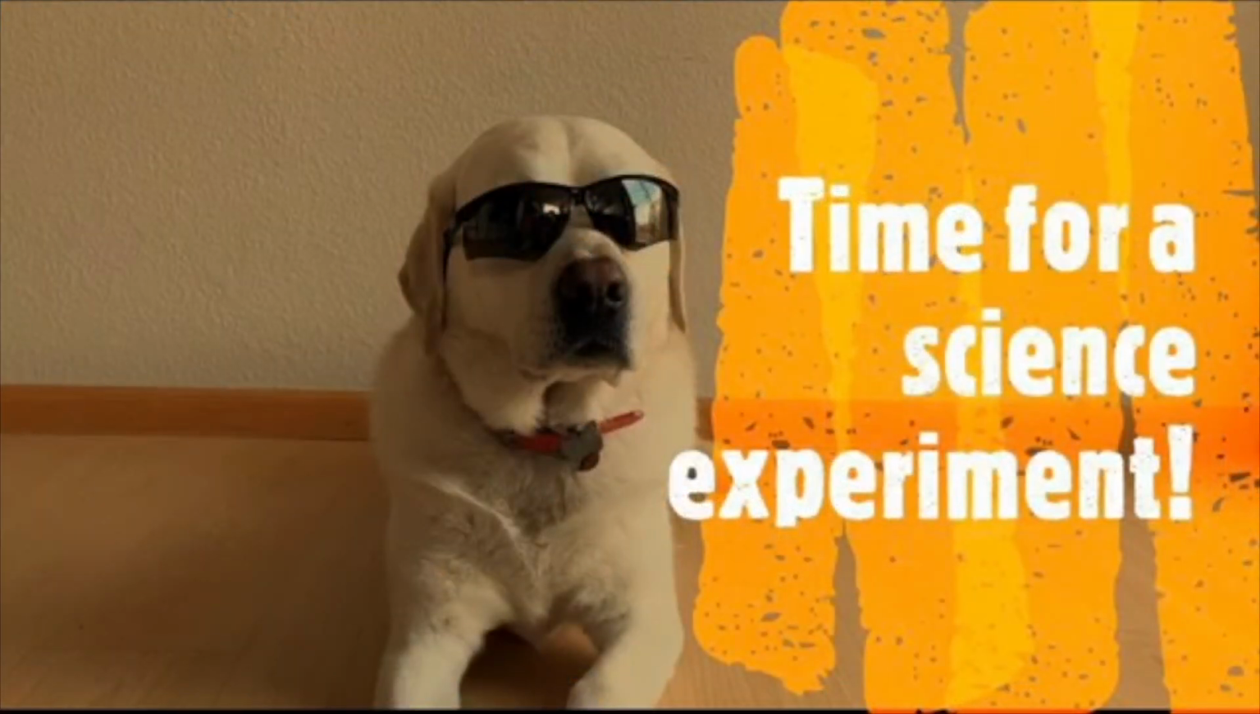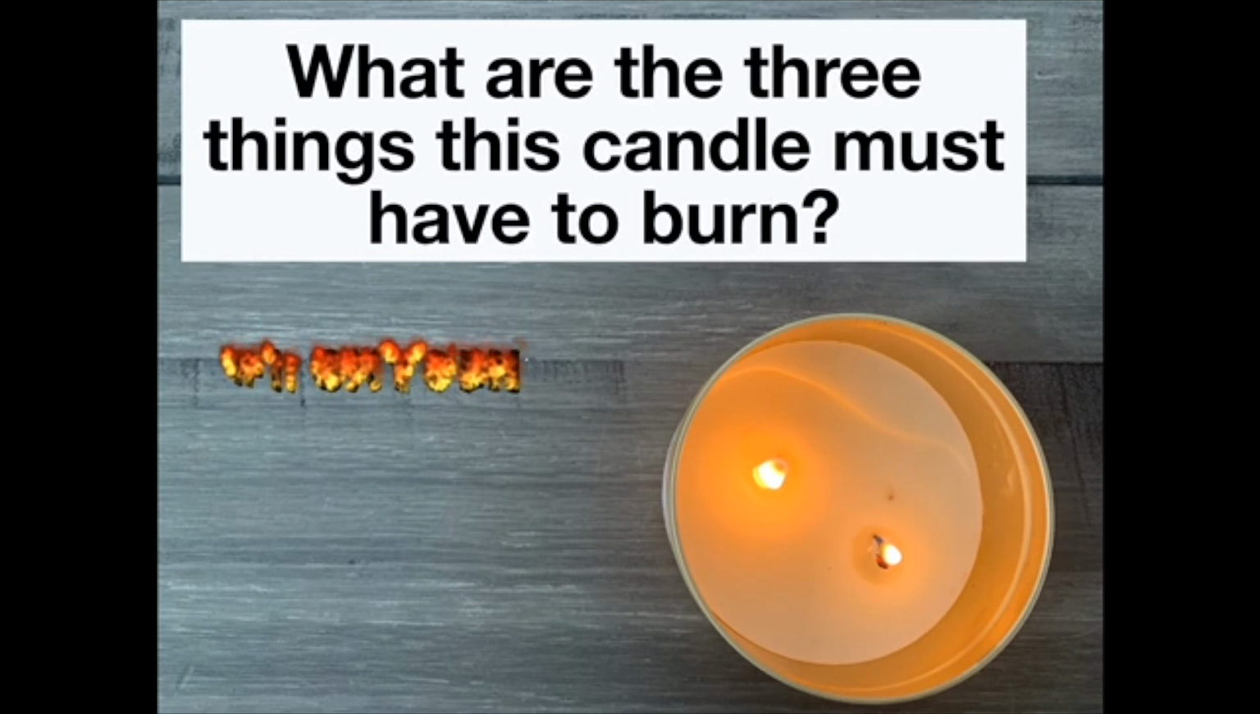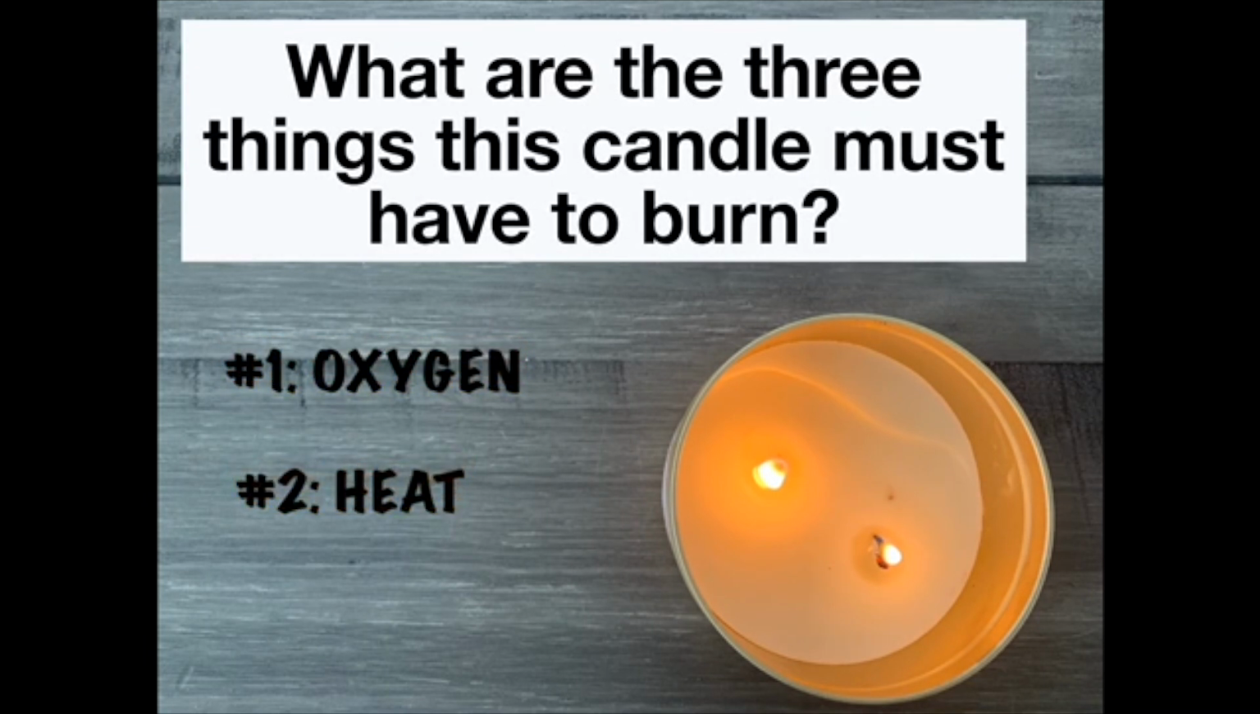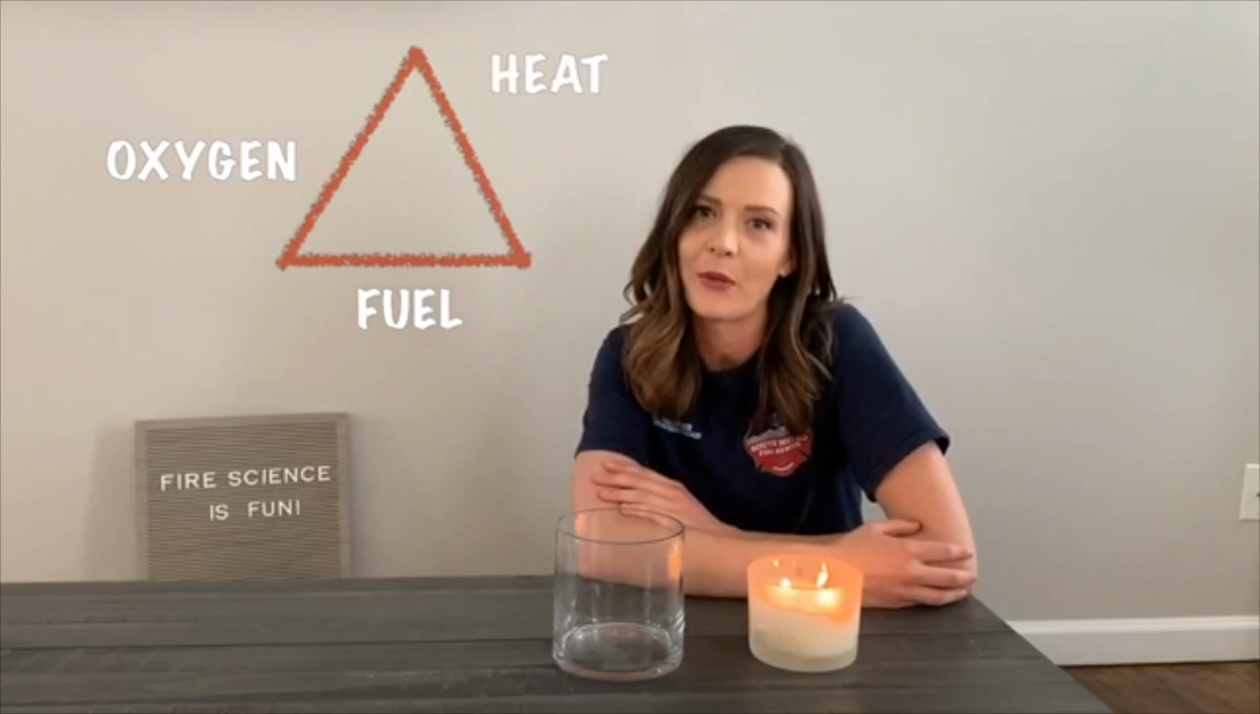Now it's time for a science experiment. What are the 3 things a candle must have to burn? Let's think about the fire triangle. When we light a candle, the oxygen for the candle is in the air all around us. The fuel is actually the wax, and the heat is the burning wick.